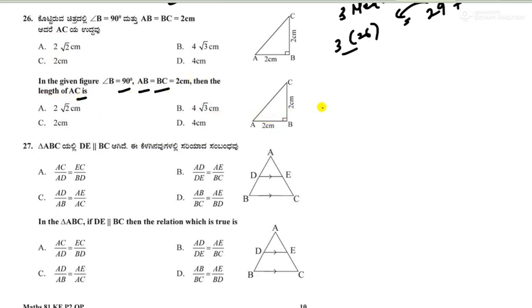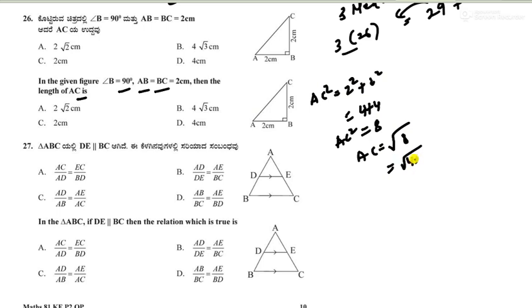So it is Pythagoras theorem, correct? So AC square is equal to the sum of squares of these two sides, 2 square plus 2 square. So this is 4 plus 4, which is 8. So AC square is 8. So AC is how much? Root of 8, which is 4 into 2, so this becomes 2 root 2. 2 root 2 centimeter. Okay, option number A is the correct answer.